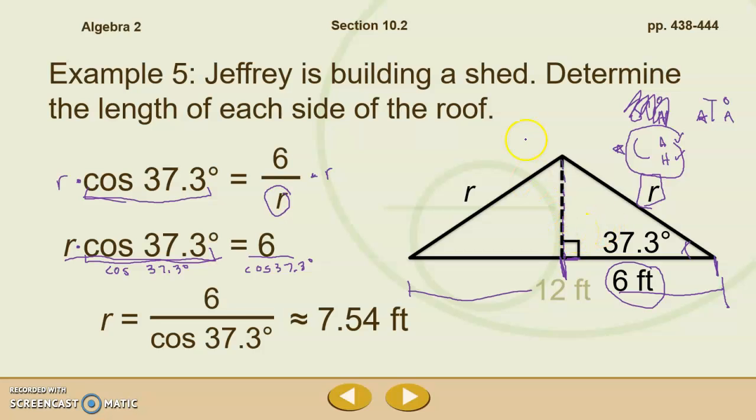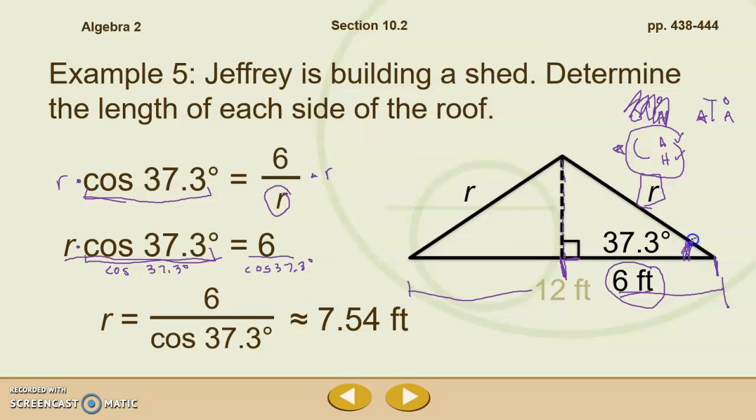Now, there may be times that you face a problem like this where you're not given a picture. So the first thing that you'll have to do is draw a picture of what the problem is asking. That's step 1. You may want to write this in your steps. When solving a word problem, draw a picture of whatever the problem is describing. Step 2, determine what you know. I know that this side is 6 feet.